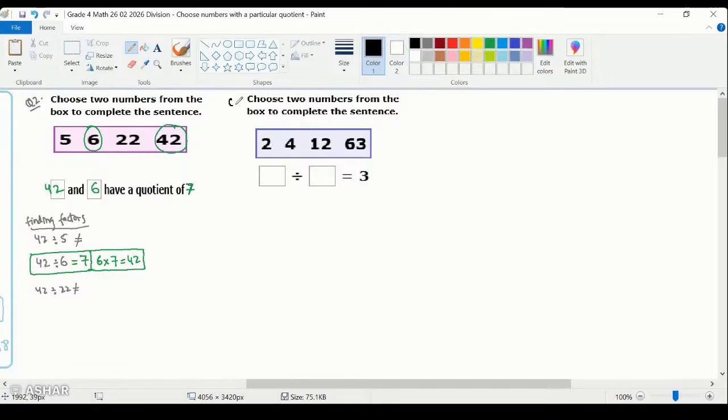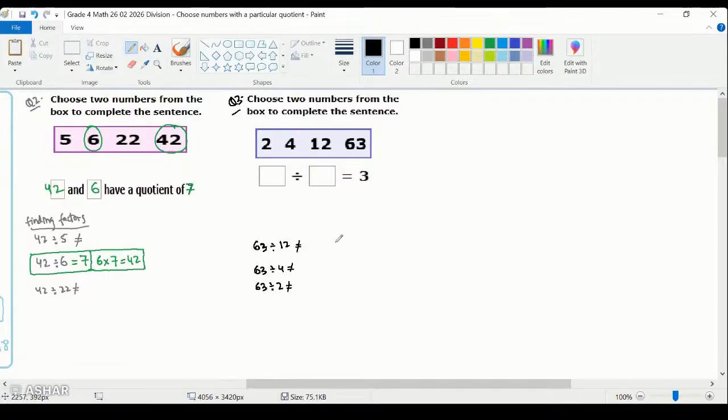Question number 3. Let's try the largest number, right? If we divide 63 by 12, we don't have a quotient. We need a smaller number. 63 divided by 4, still no quotient. 63 divided by 2, no quotient. We'll have a decimal number.